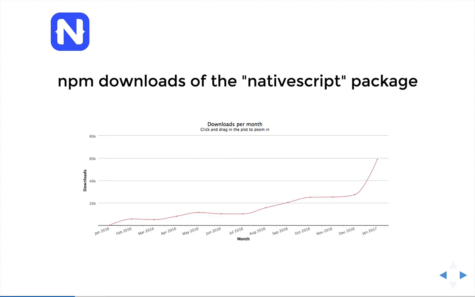I wanted to talk a little about the brief history of NativeScript. It's been in development for over 4 years, and it was started as a project at Telerik in 2013. It was first released to the public in March of 2015, and it's been growing ever since.